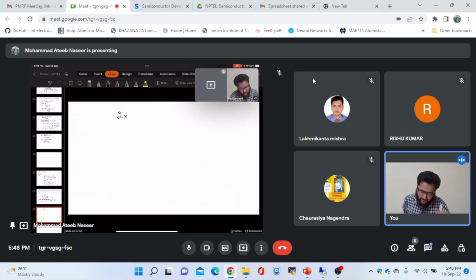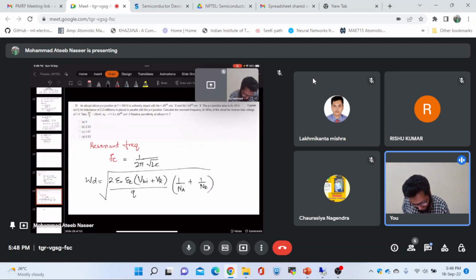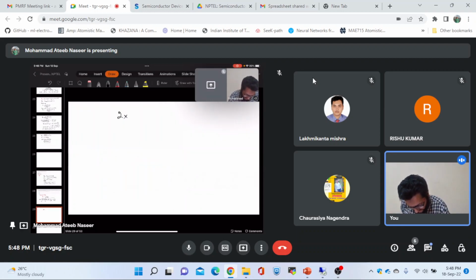Let me first calculate VBI, because I will be needing the VBI to calculate this. So let us calculate the VBI first, then we will go for the WD, the depletion width. This VBI will simply be given by KT by Q ln of NA and D by NI square. तो जो अब हमें हमारे पास जो ये built in वोल्टेज है, इसका वैल्यू हमें पता रहेगा KT by Q का, जो कि 26 मिली वोल्ट है.